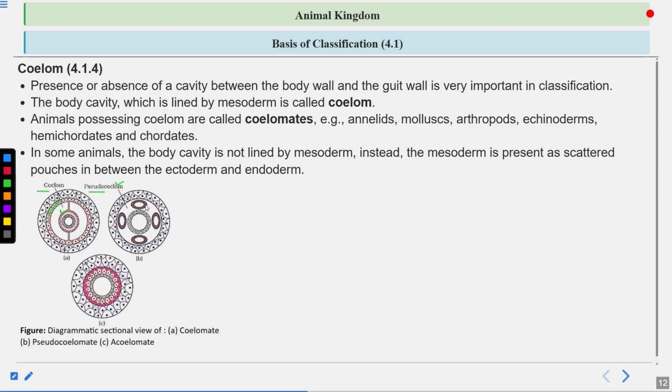Now here in the case of pseudocoelom, you see the mesoderm is present in between the ectoderm and endoderm, but in separate pouches. So the lining of the body wall is not made up of mesoderm, and the outer lining of the gut wall is also not made up of mesoderm. That is why we say this is a false coelom or the pseudocoelom. No coelom is present here in this third figure. You can see no body cavity. Ectoderm, endoderm is present here, and it is totally compact. Mesoderm is solid. So no cavity is there. Acoelomate.